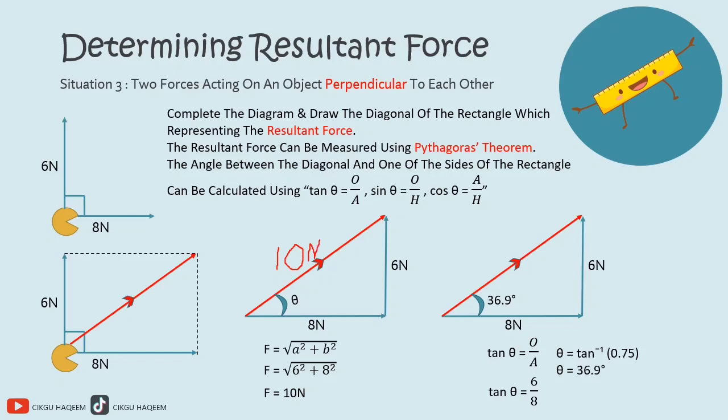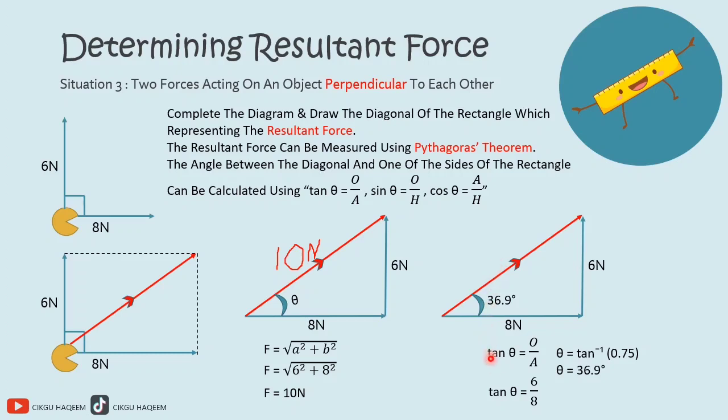Alright. After that, you can also find the new angle here. How are you going to find the angle? The angle between the diagonal and one of the sides of the rectangle can be calculated using tangent theta, sine theta, and cosine theta. O is the opposite to the angle, which is 6 Newton. A is the adjacent to the angle, which is 8 Newton, and H is the hypotenuse, which is the resultant force, the diagonal, which is 10 Newton.